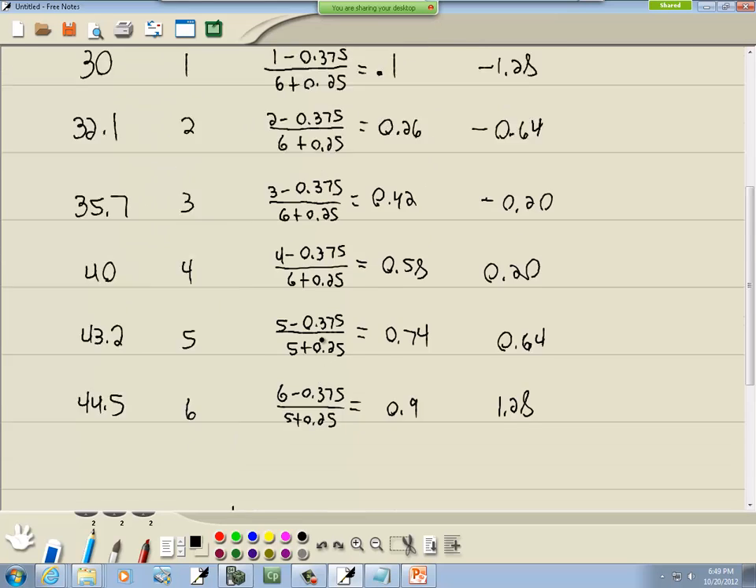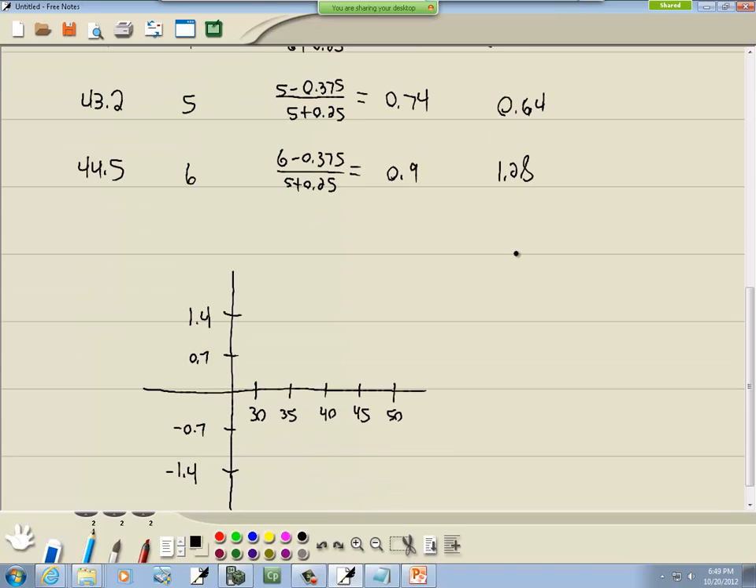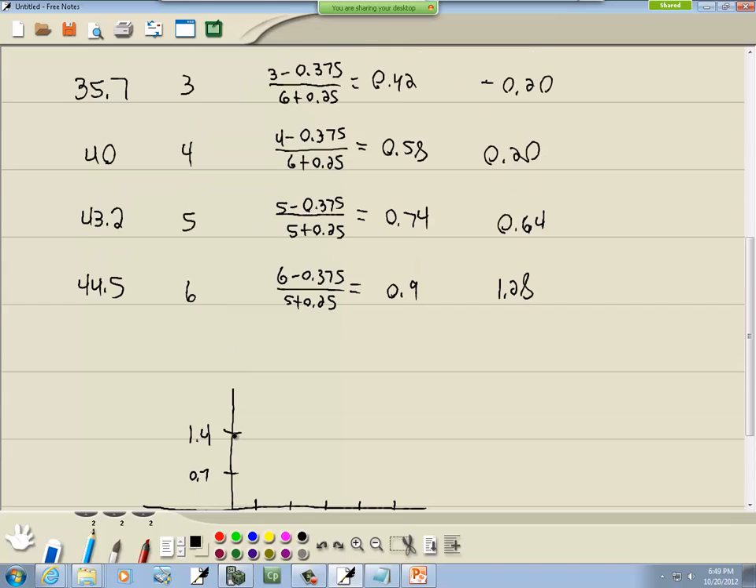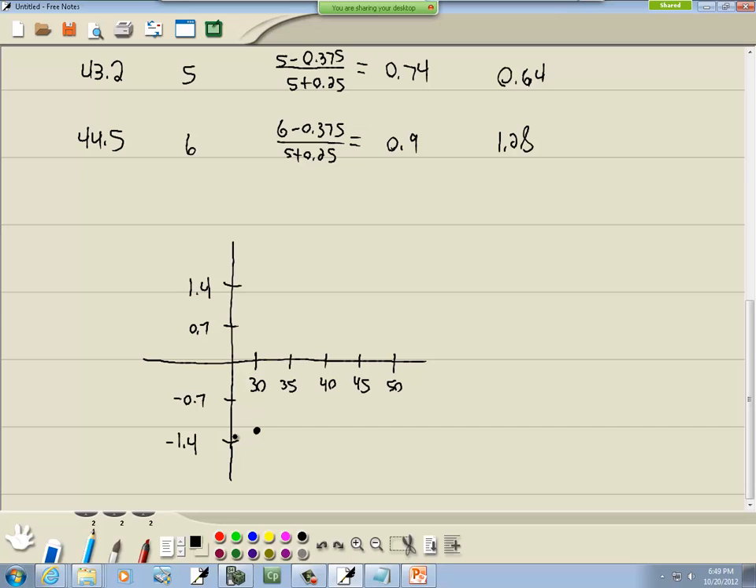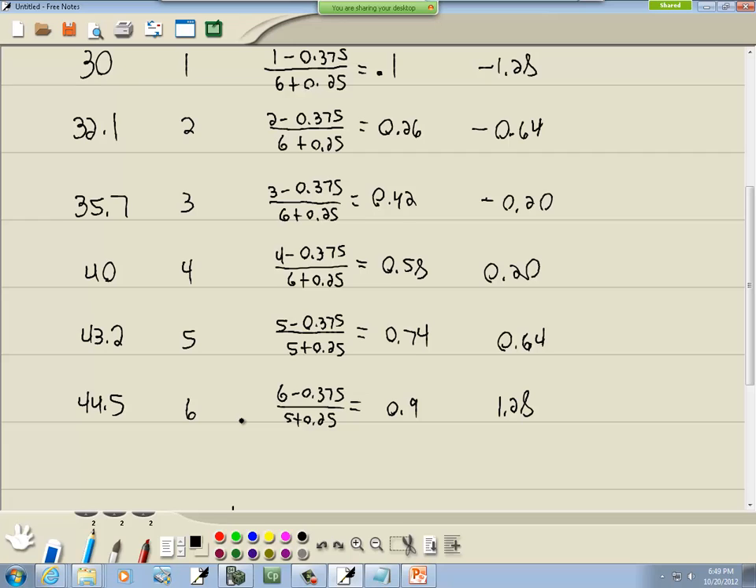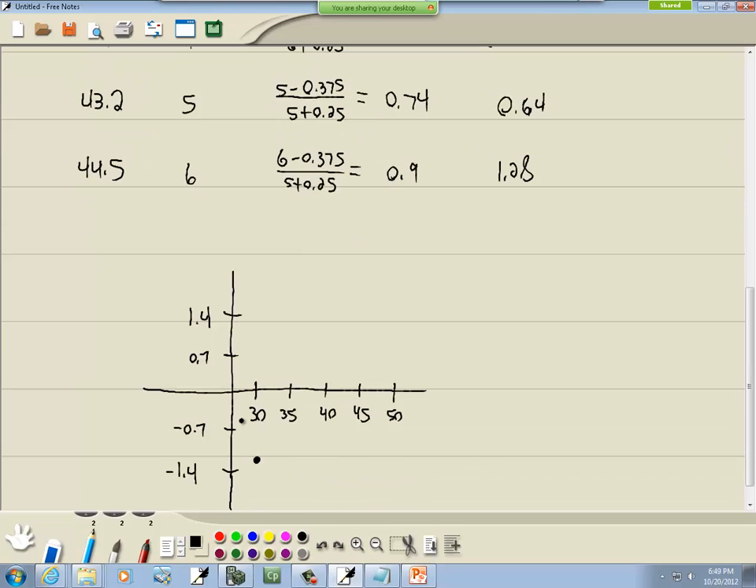So our first point is 30, negative 1.28. Let's say right there. Next one is 32.1, negative 0.64. So 32.1 would be right there. Negative 0.64 would be right there.